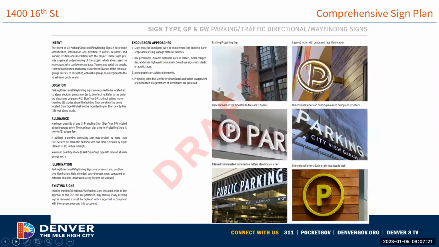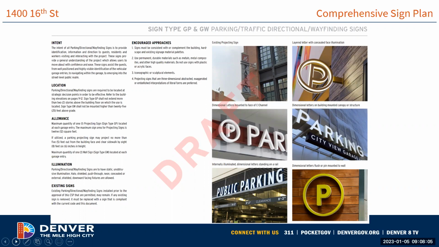And then here we have the parking wayfinding sign locations as proposed as GP and GW in the package, which are the colors dark blue and green. So at the top left of the photos, you can see that one existing projecting parking sign, which is above ground level. And then all the other ones will be located at ground level near the parking entrances. There's also a note in here that says that if that existing projecting parking sign is ever removed, further signs would need to conform to the CSP and current zoning regulations, which likely would allow that.